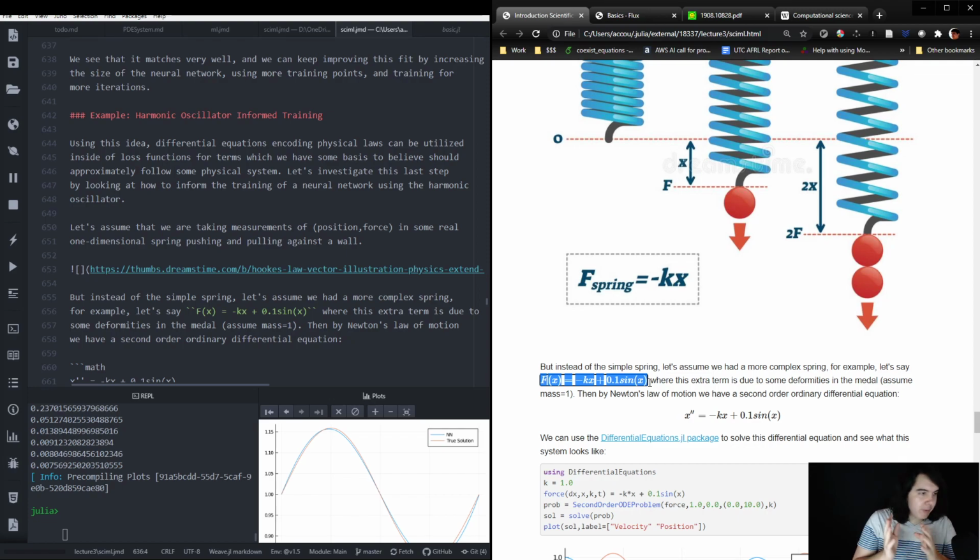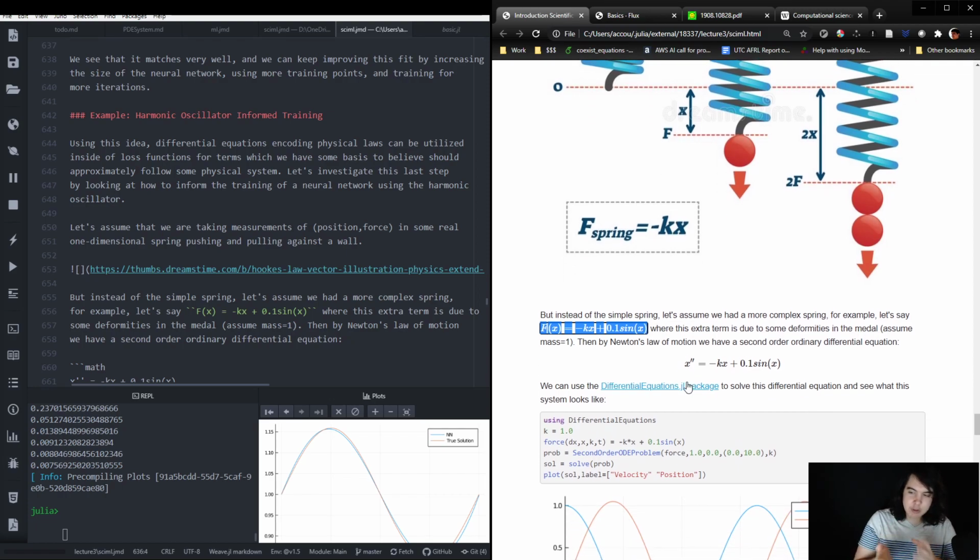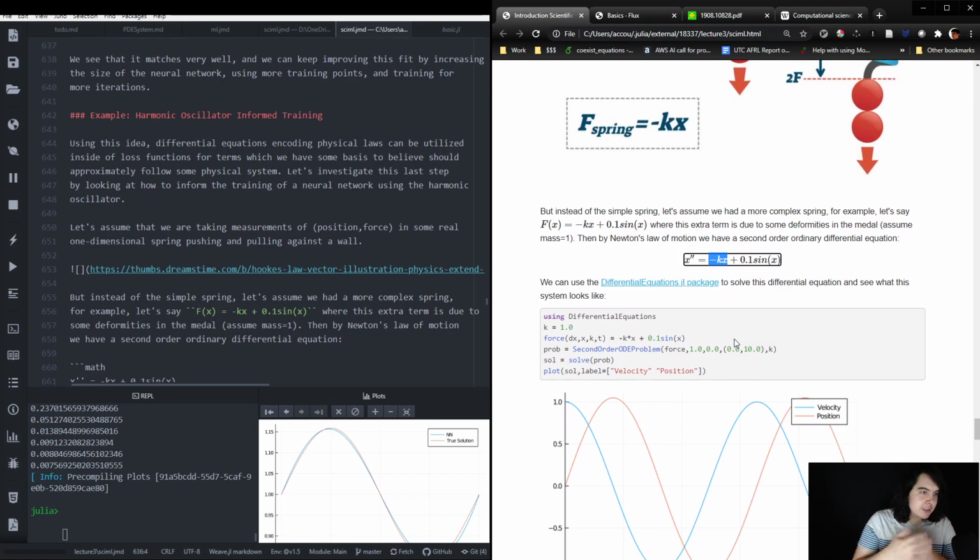What we want to do now is train a neural network that will be able to tell us, given an input, what force we would be expecting at a given point. Right, so we want to train a neural network to be the force function. Now, given Newton's law of motion, if this is our force, then F equals ma, and if we assume mass equals 1 to keep our units simple here, then what we have defined by this force equation is a second order differential equation, x double prime equals minus kx plus 0.1 sine of x, right? So let's take a look at this.